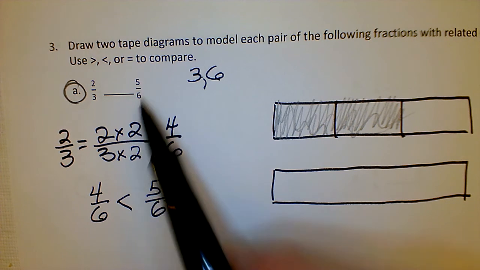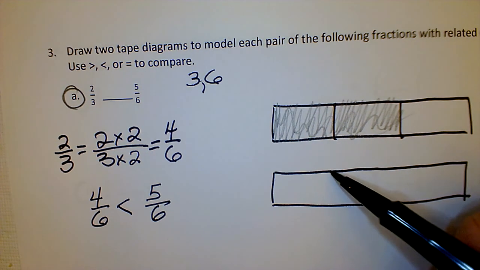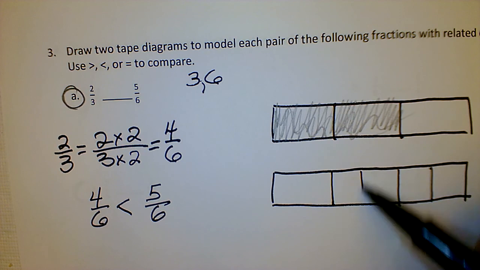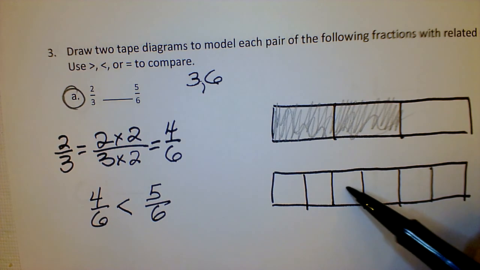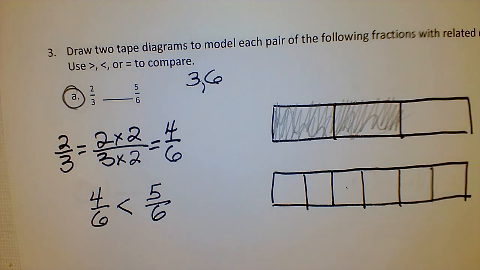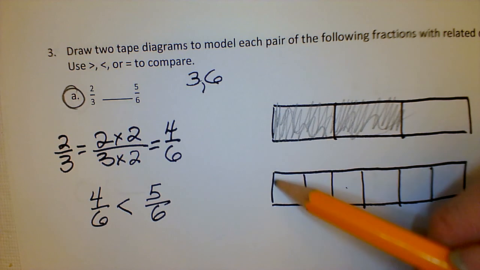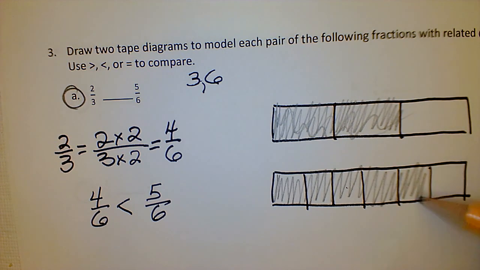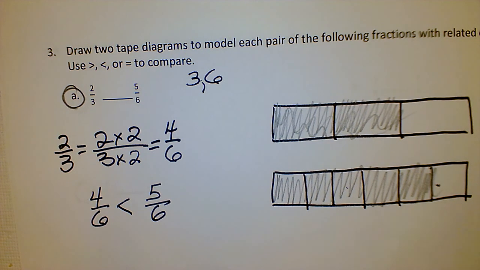So now let's go ahead and do the 5/6. If I'm going to do 5/6, first I have to cut this into 6 pieces. 1, 2, 3, 4, 5, 6. And now I'm going to go ahead and shade them in. And then it becomes really clear to see that 5/6 is larger than 2/3. But we have to be able to compare them by splitting these up or decomposing these into their 6ths.